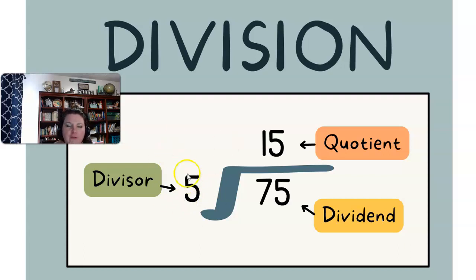Our number of groups that we're dividing 75 into is called our divisor. The answer to a division problem is called a quotient. So let's take a look at this same problem, 75 divided by 5 equals 15, and figure out how they got that answer of 15.